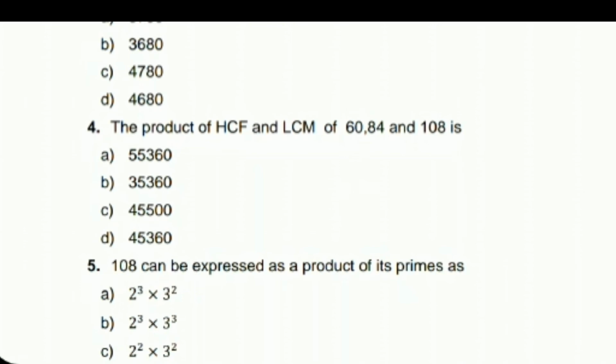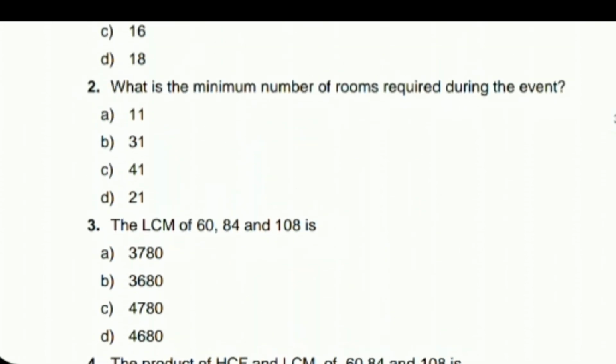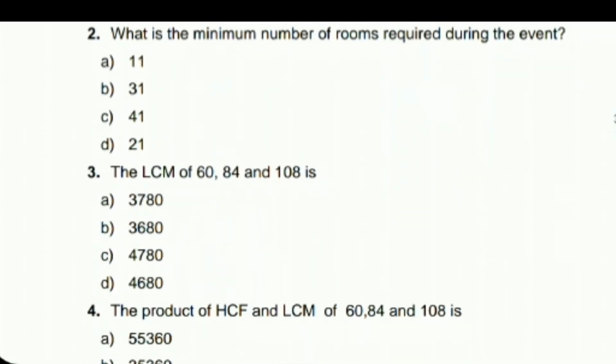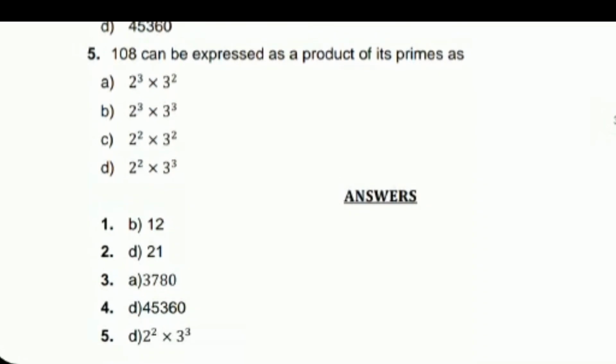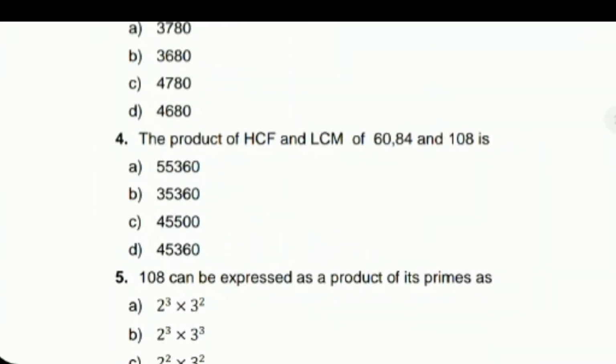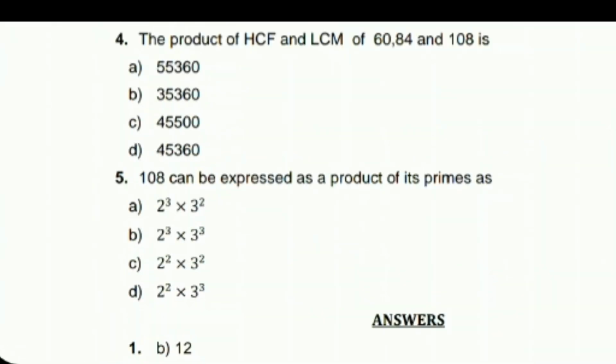So you already know the HCF and LCM. We just found them in our previous question. So you just need to multiply them. Your answer is 45360, which means option D.